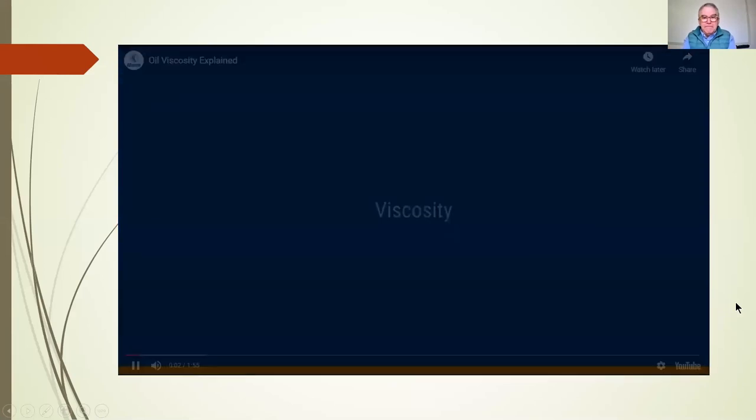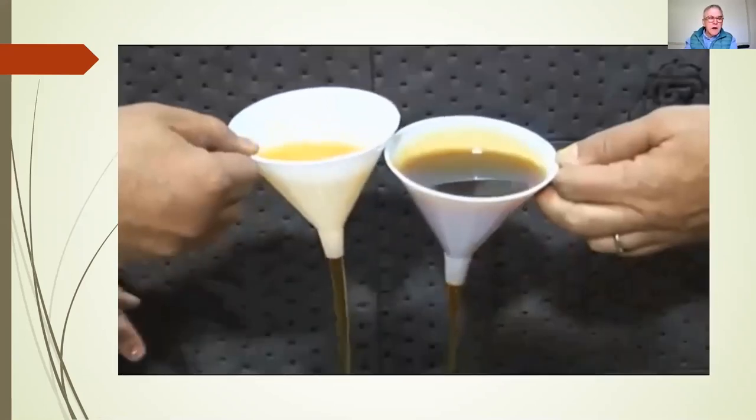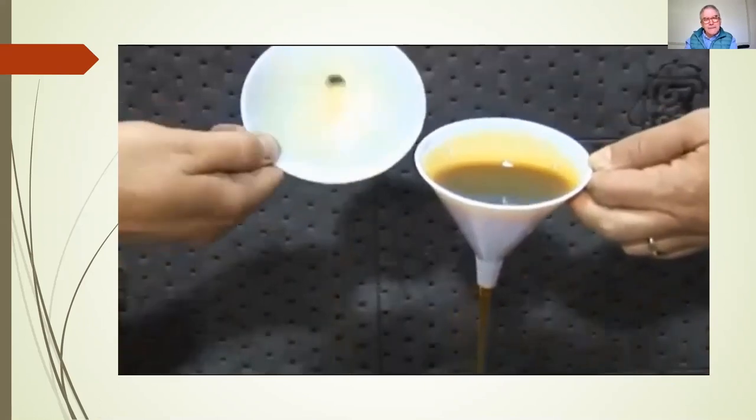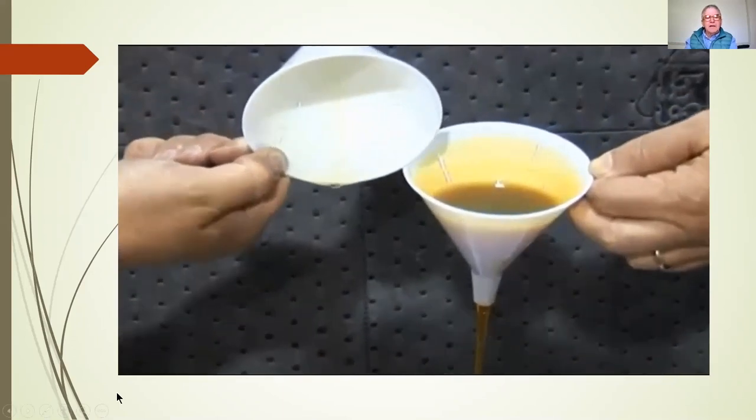The most important physical property of a lubricant is viscosity. And viscosity is an oil's resistance to flow and shear. A simple way that you can think about this is how thick or how thin a fluid is. We typically refer to a fluid by its viscosity. If you've ever used the vernacular a 220 oil, that 220 is actually the viscosity of the fluid. And you can think about this if you've ever tried to pour something out of a container. Something that has a high viscosity is very thick and flows very slowly. Something that is a low viscosity moves very quickly, like water. It pours out very easily.